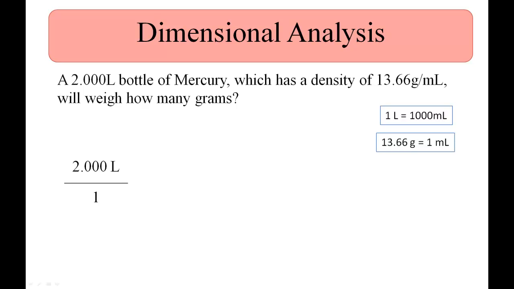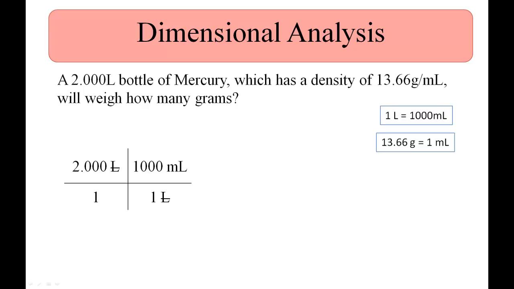The way we start this out is to write down what we have. We have a 2.000 liter bottle of mercury. Notice I put it over 1 because it's a whole number. The second thing we need to do is convert that liters into milliliters because our density has milliliters in its units. I know there's 1,000 milliliters in 1 liter, and I need to make sure that the liters are on opposite sides of the train tracks. Now we have our units in milliliters, and we can use the direct conversion of density to convert the milliliters into grams.